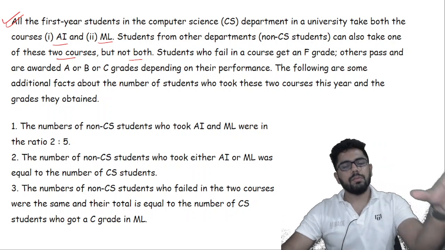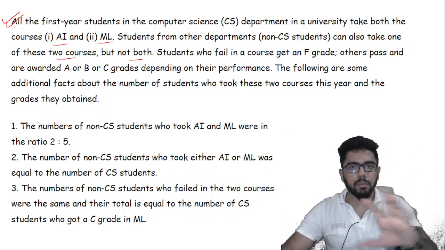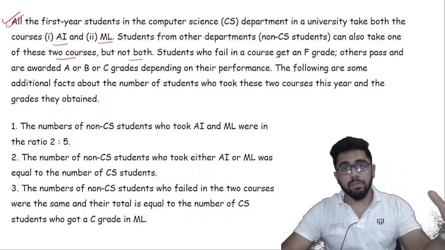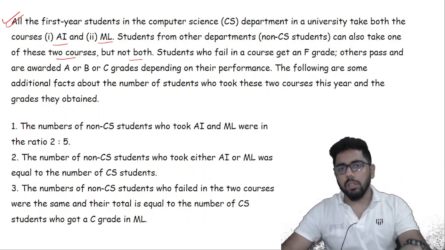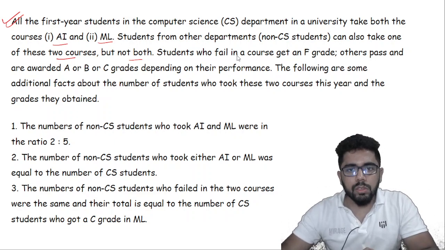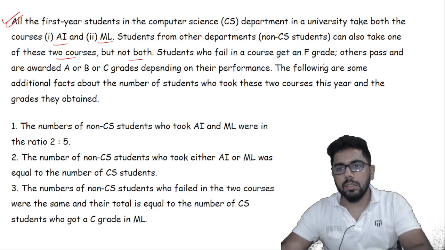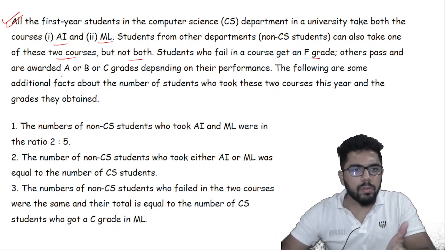That means if you are from computer science, you're taking both AI and ML. But if you are not from computer science, then you can take either one of them, either AI or ML, but not both. Students who fail in a course get an F grade, and others pass, getting grades A, B, and C, so three different grades.